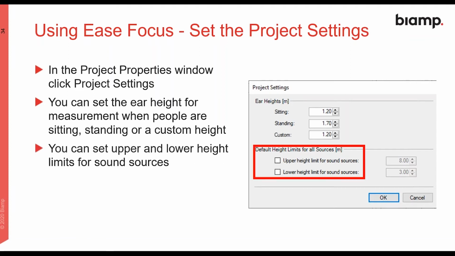You can also set the upper and lower height limits for loudspeakers, or sound sources as they're known in EASE, so that if you know there is a hard limit because of a ceiling at 8 meters, you can set that here. That means it's not possible to put any loudspeakers above that point within the room. Similarly, you could have a lower height limit as well for some reason.